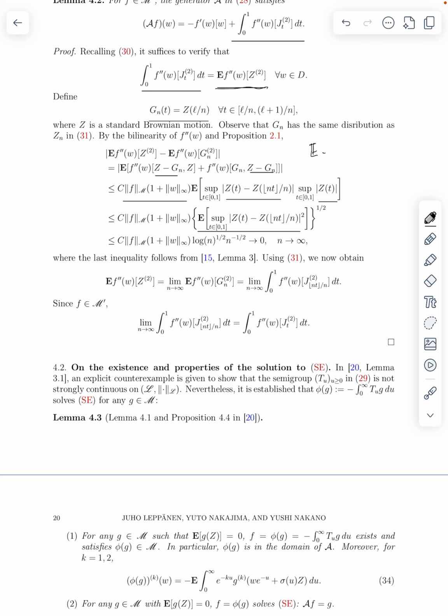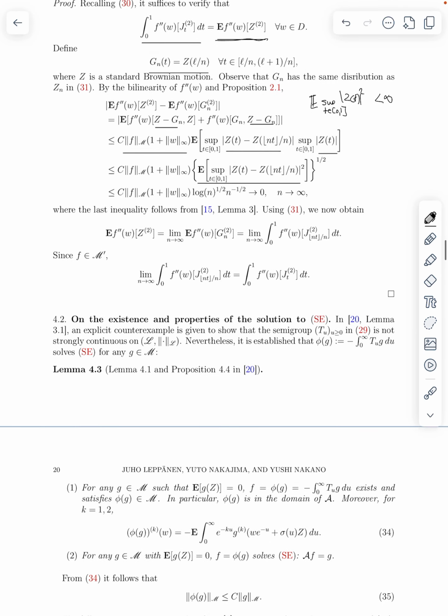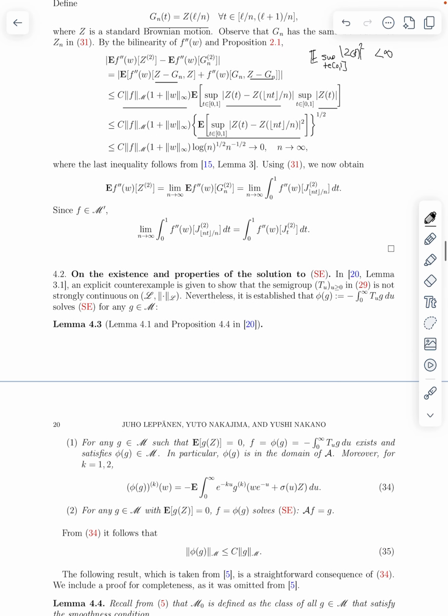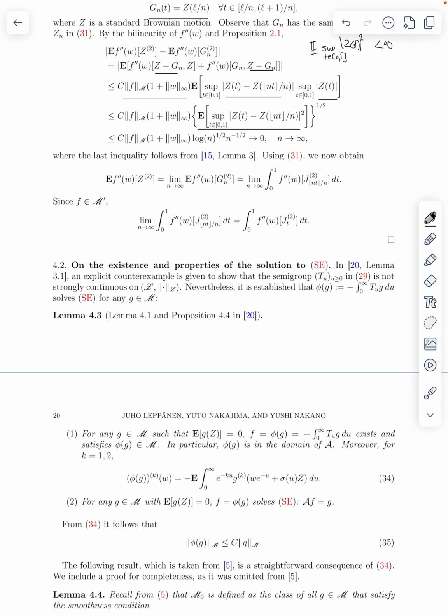We're just going to be able to say that the expectation of the supremum over t in [0, 1] of Z(t) squared is some constant. Okay, it's not obvious at all that that's true, because you're dealing with an arbitrarily large path space, and so it's really not clear that this is going to be true in general, but it is true. So I'm going to have to show you that by showing you Le Gall.